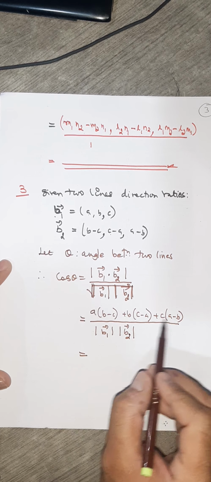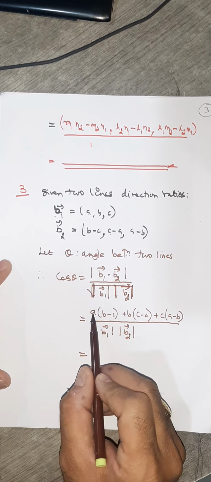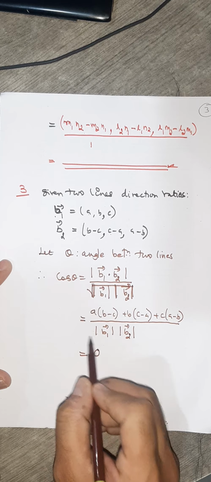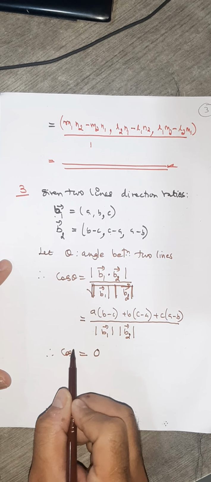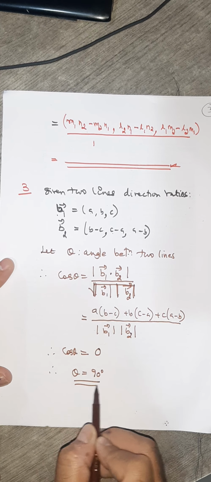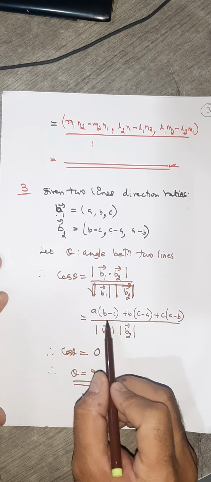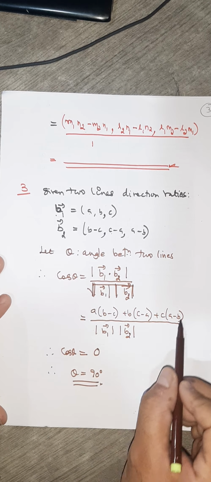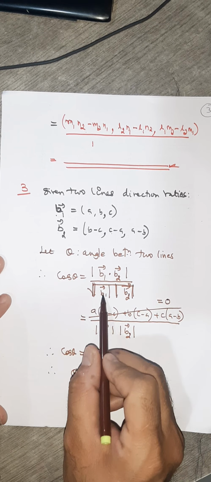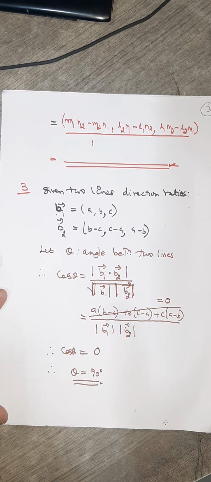Now you just open the bracket. Here you have AB, somewhere minus AB, minus AC, plus AC. So the numerator expression is 0, you can just verify. So cos theta equals 0, and therefore theta must be 90 degrees or pi by 2. It means the two lines are perpendicular. You just open the bracket and you will realize that the numerator expression is 0, so 0 upon its magnitude, cos theta is 0 and therefore theta is 90 degrees.